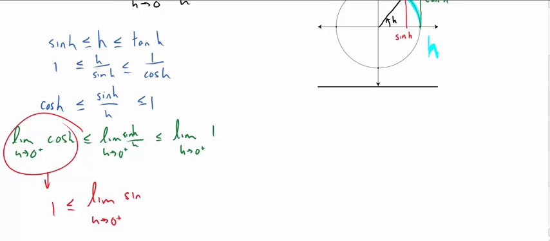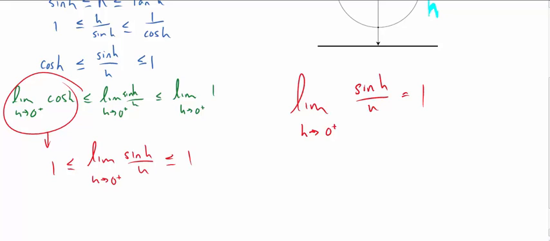And the limit of 1 as h goes to anything, that's always 1. And since the limit of sine h over h as h approaches 0 from the positive is less than or equal to 1 and greater than or equal to 1, we know that the limit as h approaches 0 of sine h over h has to be 1. It's sandwiched in between there. It's squeezed in between.